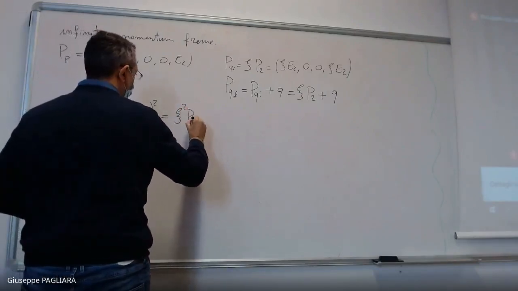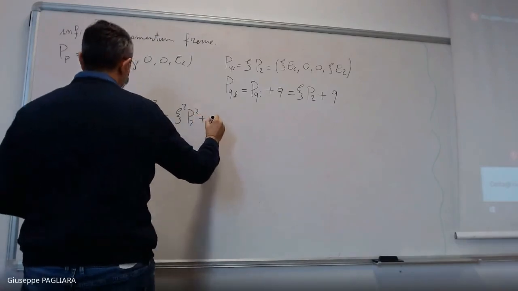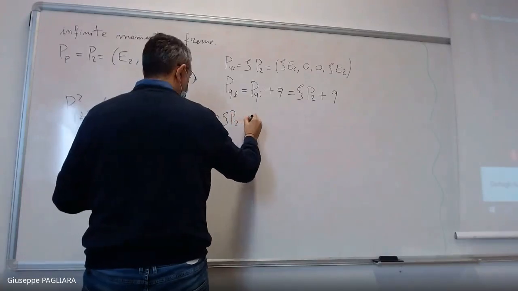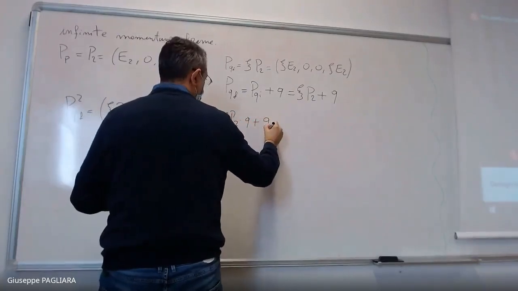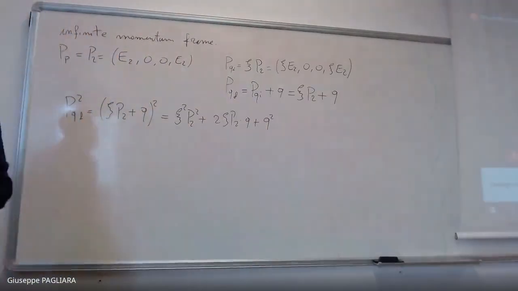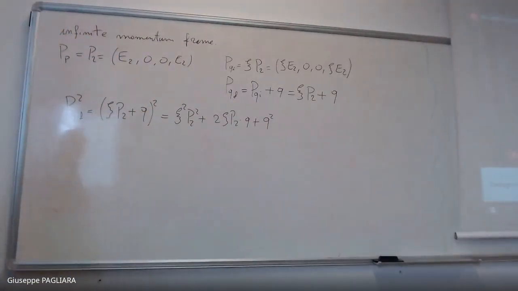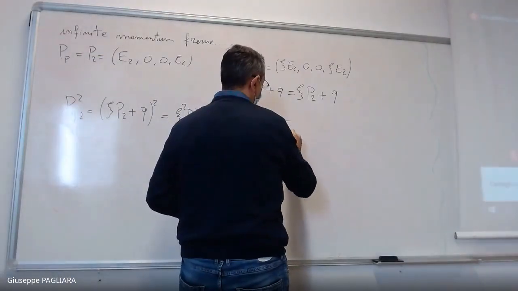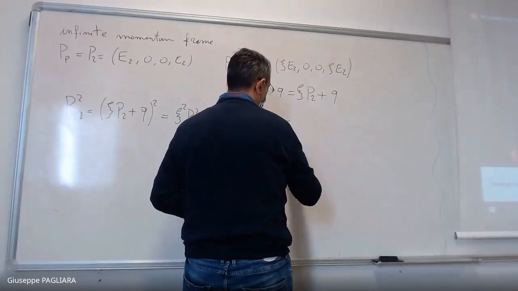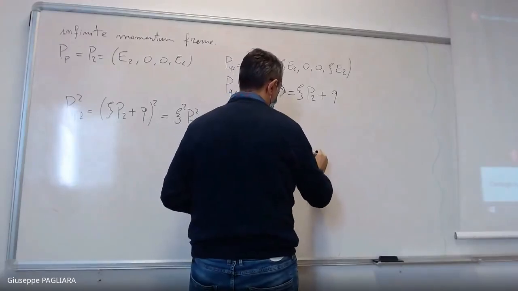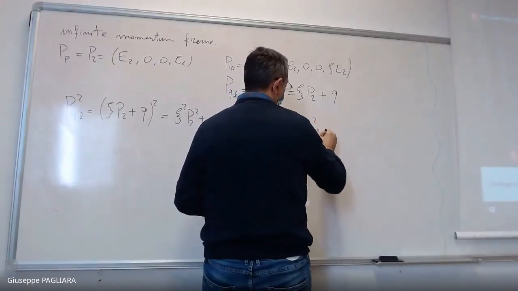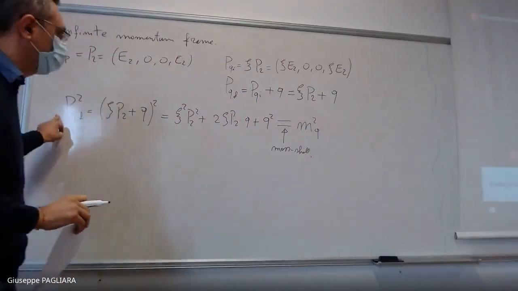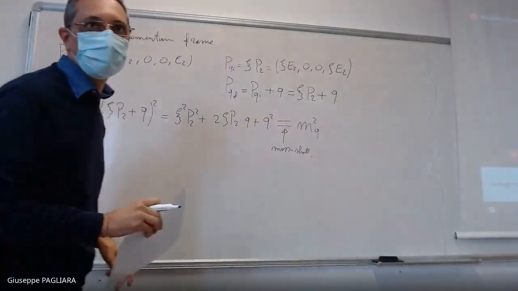And so this is ψ² P₂² + 2ψ P₂·q + q². And then, remember from our first lesson, from the mass shell relation, this must be equal to the squared mass of our quark. Okay, P₂² is equal to m², mass shell relation.